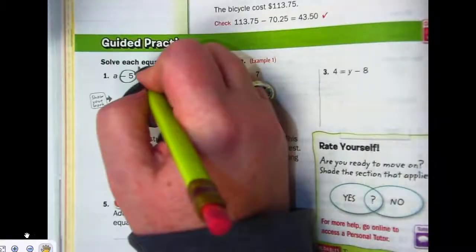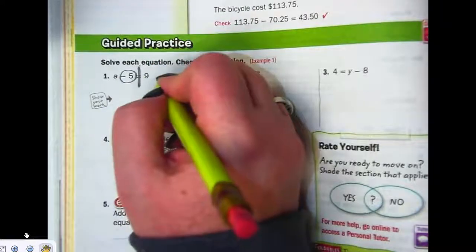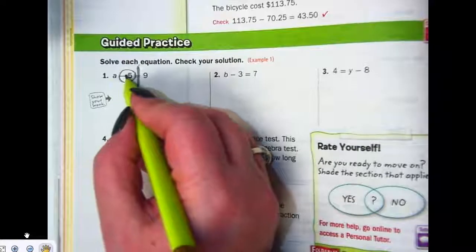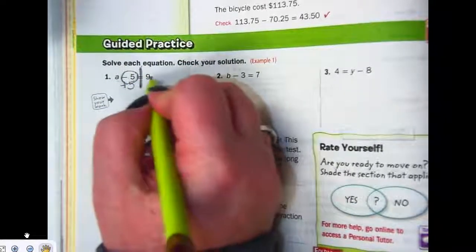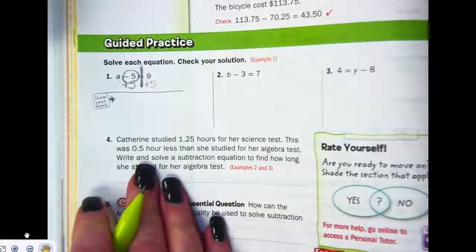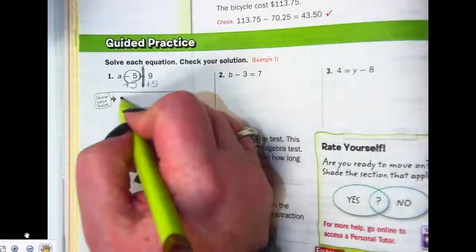Remember we said that this is like a balance, and where this equal sign is, whatever happens over here has to happen over here. So in order to get this a by itself, we have to add 5 to this side, then over here we're going to have to add 5 to this side, and then draw our line. And then a minus nothing is still a.